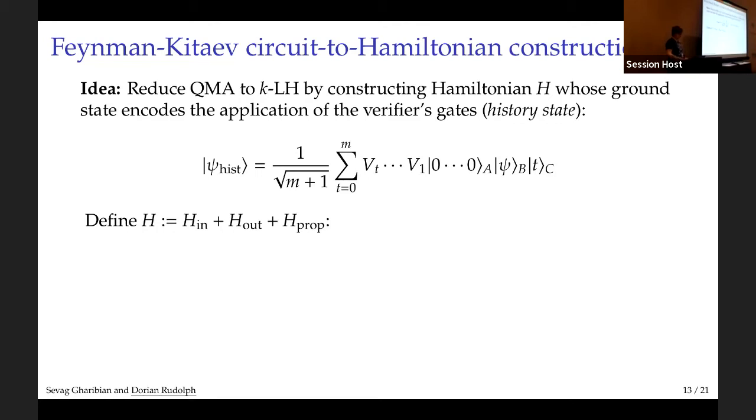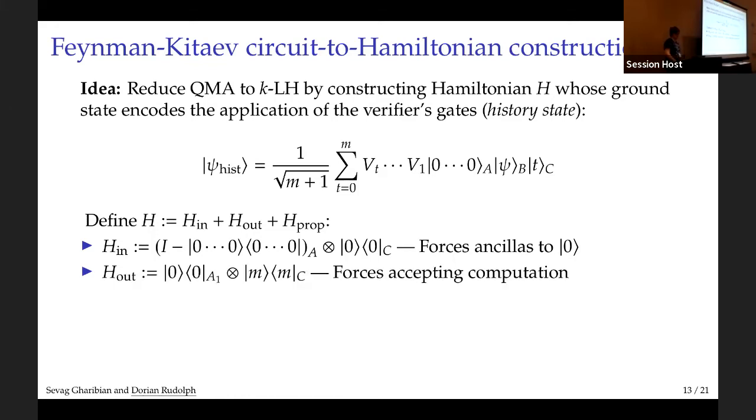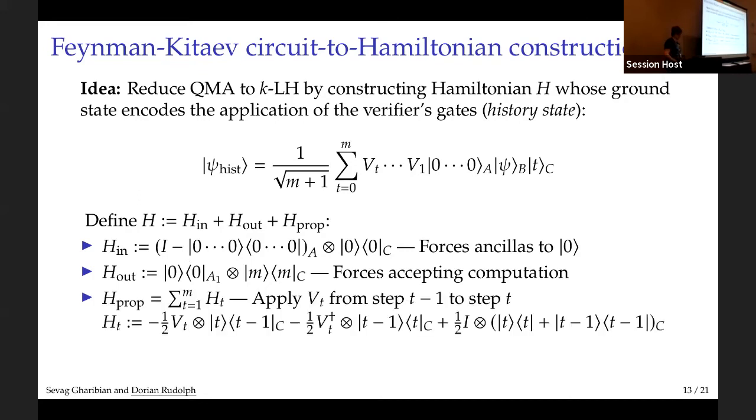And we define this Hamiltonian H as a sum of 3 terms. The first one is H_in, the initialization term, and at time step 0, it forces all ancillas to be 0. Then at time step m, we have the output term, and it penalizes a rejecting computation. This is the output bit, and we want the accepting, so 1. And then we have the propagation term. This is a sum of terms H_t that ensure that V_t is applied from step t minus 1 to step t. So here we have V_t from t minus 1 to t, and from t to t minus 1, we have the reverse.